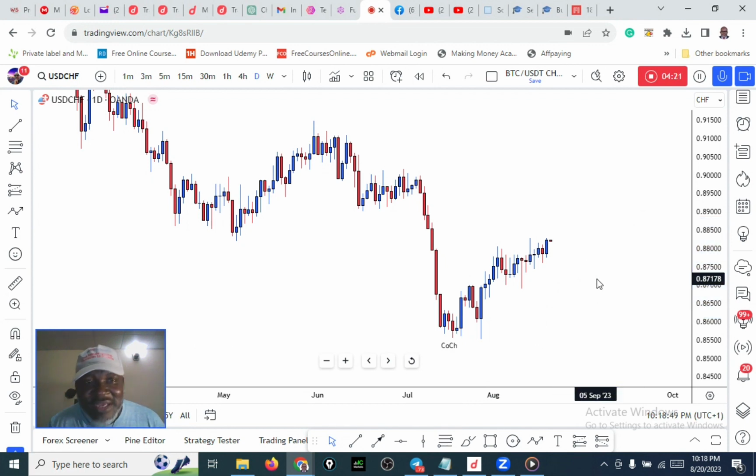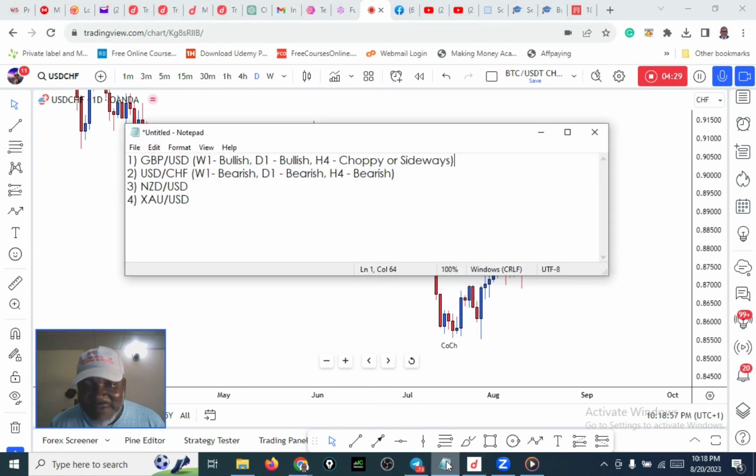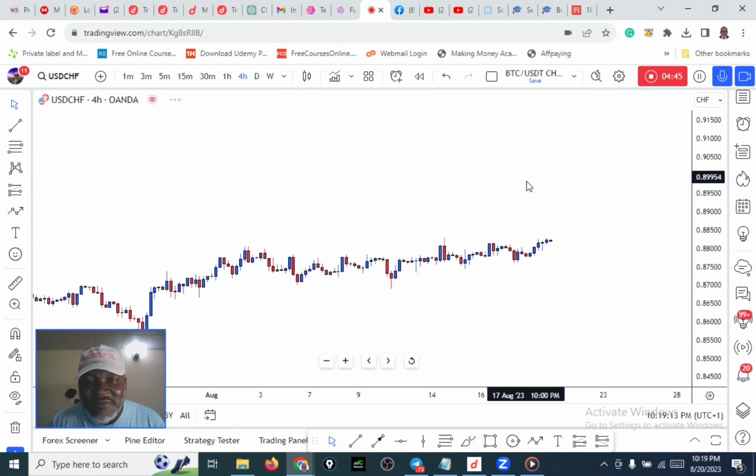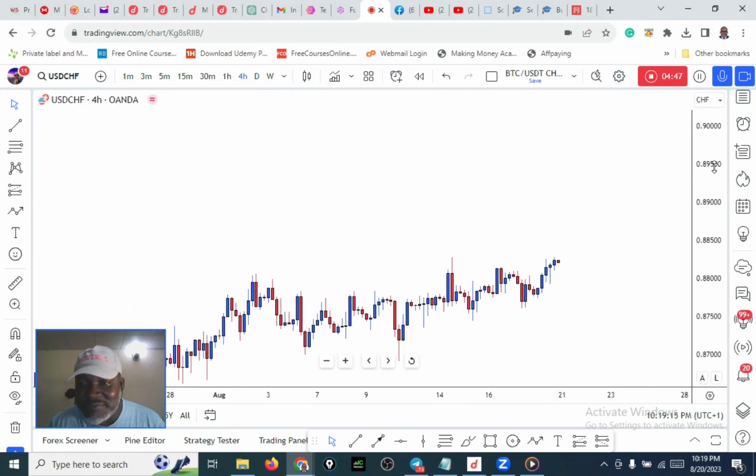So we are concluding that the daily time frame is bullish. Let's change this to bullish. Daily time frame is bullish. Now let's look at what the 4-hour time frame is saying. We'll drop down to the 4-hour time frame.